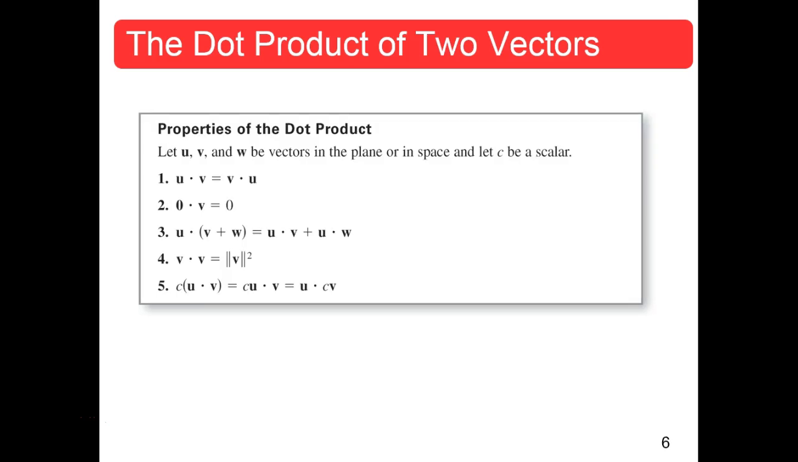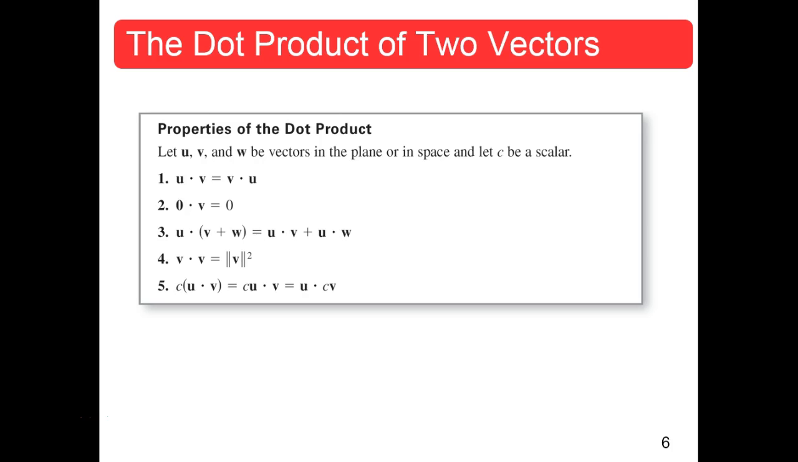All right. So here are some of the properties of a dot product. U, V, and W are all vectors in the plane. That means two-dimensional vectors. Or in space, that would mean three-dimensional vectors. And then C would be a scalar quantity, just a number. So if you had the dot product of U dot V, that's exactly the same as V dot U. And if you think about it, it makes perfect sense, because this would be U1 V1 plus U2 V2 if it's in the plane, and this would be V1 U1 plus V2 U2. Multiplication is commutative in scalars, so it is commutative in dot products.